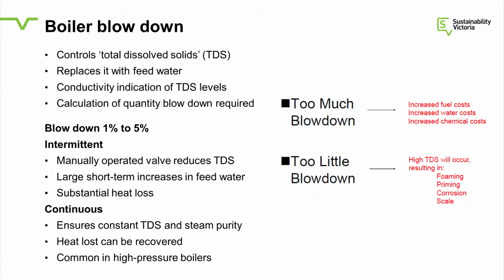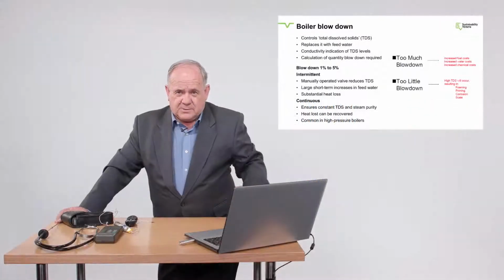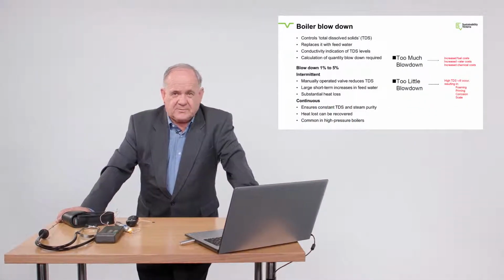Too little blowdown, on the other hand, means very high TDS will occur in the boiler. That creates what's called foaming, which is an issue. It carries foam out into the steam system. Priming, problems with the boiler, corrosion build-up and scale. So of the two, most people tend to go for too much blowdown just because they don't want to destroy their boiler and they want to keep their chemicals right. But at what cost? So you really need to look at that very carefully.